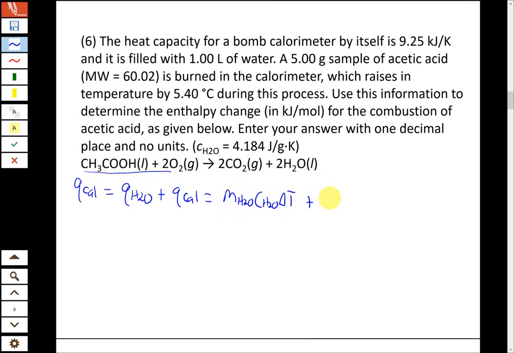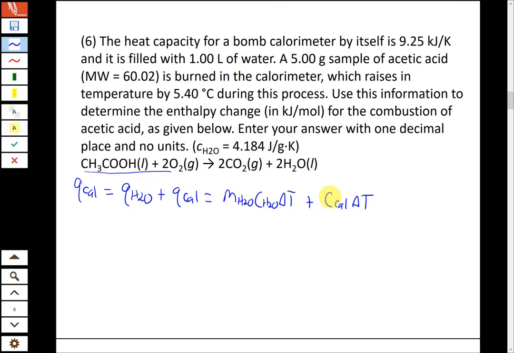And then the heat absorbed by the calorimeter is the heat capacity of the calorimeter times delta T, where this is a specific heat capacity for water per gram. This is just the overall heat capacity for the calorimeter. And in problems like this, you just have to look at the information that you're given to decide if I'm going to use one of these two terms or both of them.